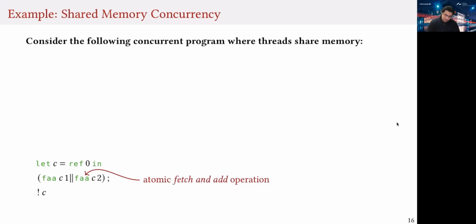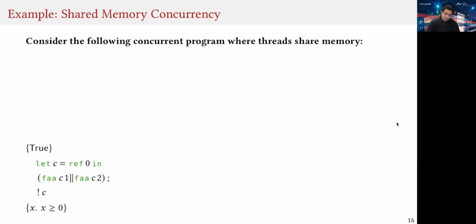Here is a very simple program. It creates a reference with initial value 0 and then adds 1 to it in one thread and 2 in the other thread. And then after the 2 threads end, it reads the value of the reference. Here the fetch and add operation, the FAA operation, is an atomic operation that adds the given value to the given reference. And it is important that this operation is atomic. I will get to that.